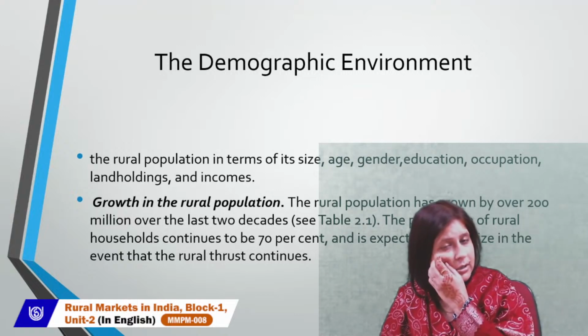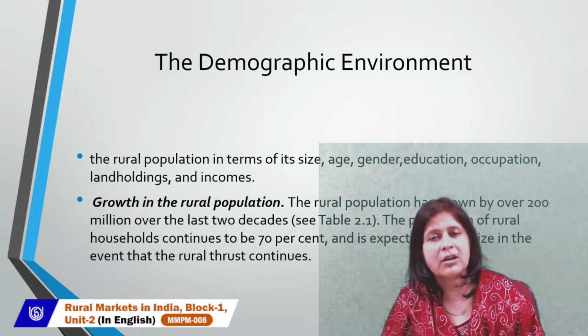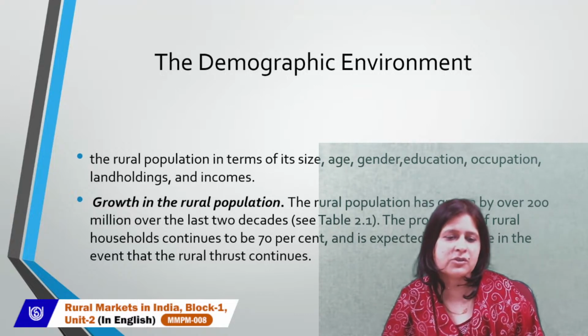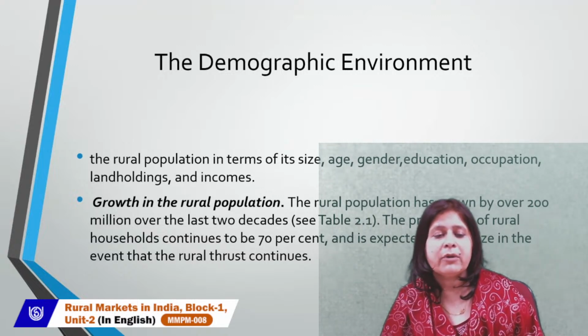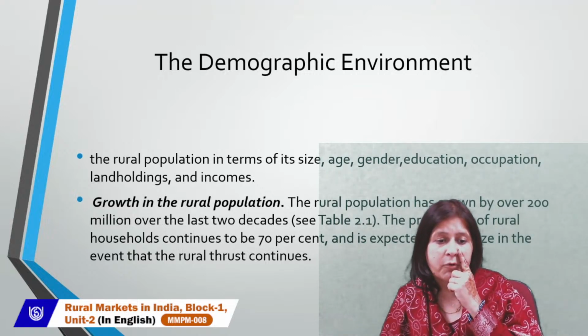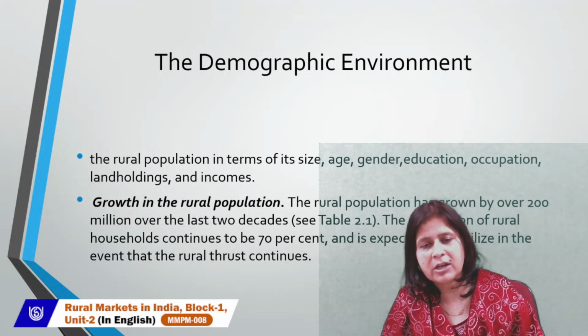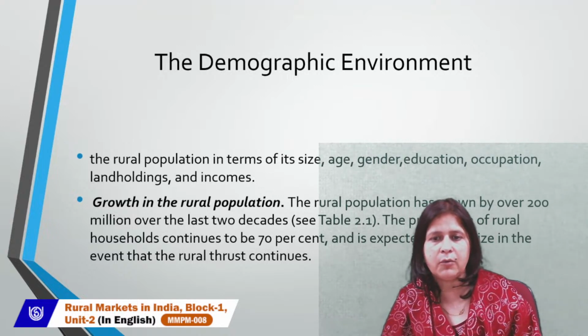It is important to understand the gender, education, occupation, land holding, and the income system. The rural population has grown by over 200 million over the last two decades. The proportion of rural households continues to be 70%, and is expected to stabilize.